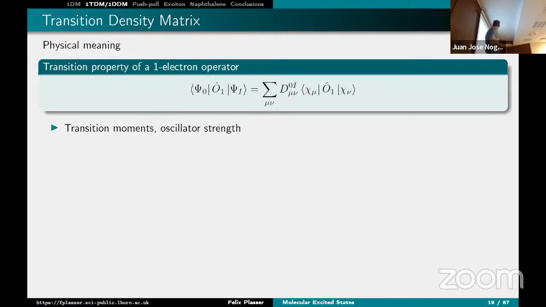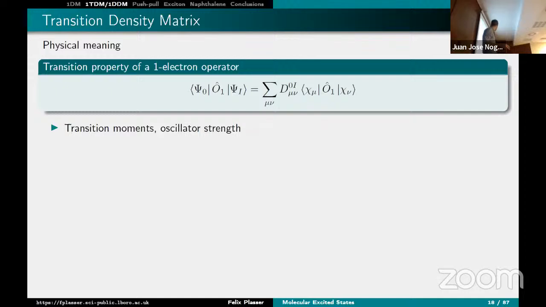So the physical meaning is that again we have these operator expectation laws. Now we don't have expectation values, but we have the transition property. So if you want to know, for example, the transition moment or the oscillator strength, then you have to evaluate this expression, and you need the one-body transition density matrix. That's also something that's readily available in quantum chemistry programs and has a clear physical interpretation.